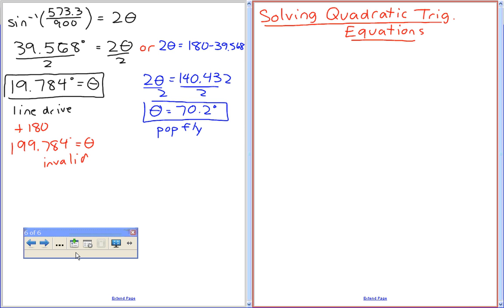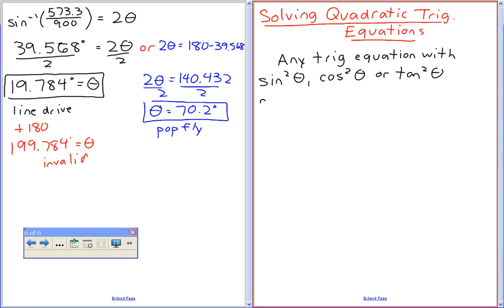Can Jake or anyone else guess what a quadratic trig equation will have in it? It could be a quadratic. Okay, so this will have, what's the rest? Okay, so we're going to say any trig equation with sine squared theta, cos squared theta, or tan squared theta as its highest power is called a quadratic trig equation.